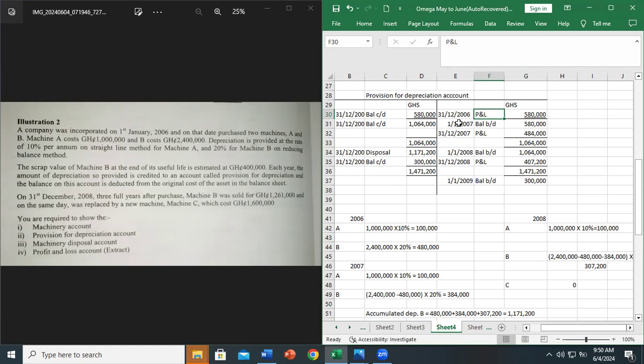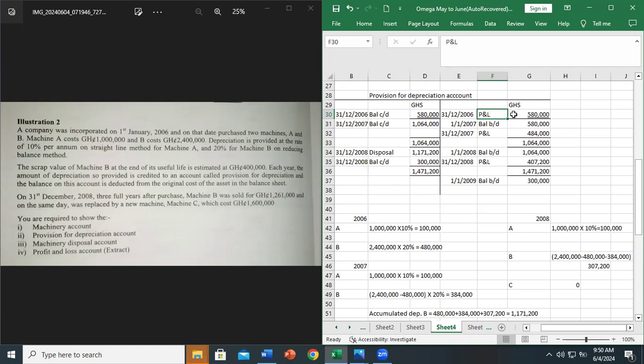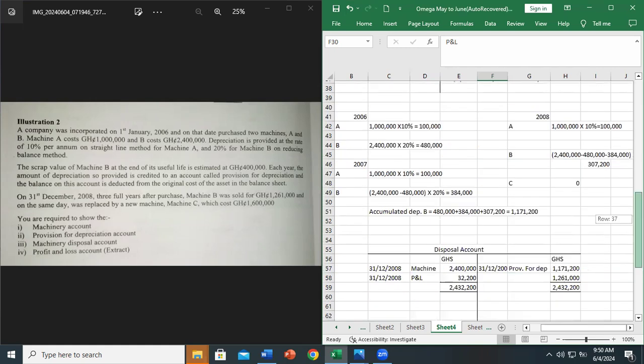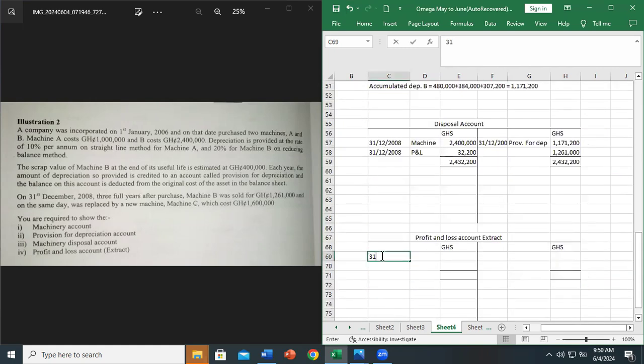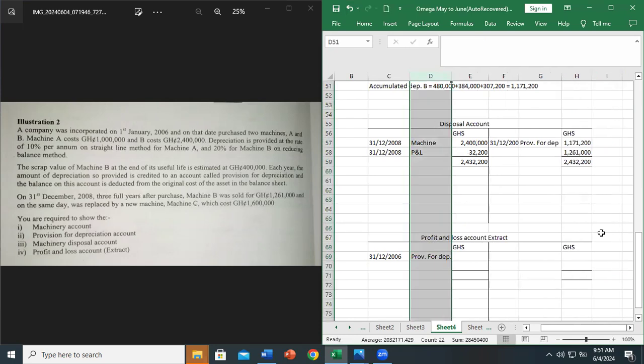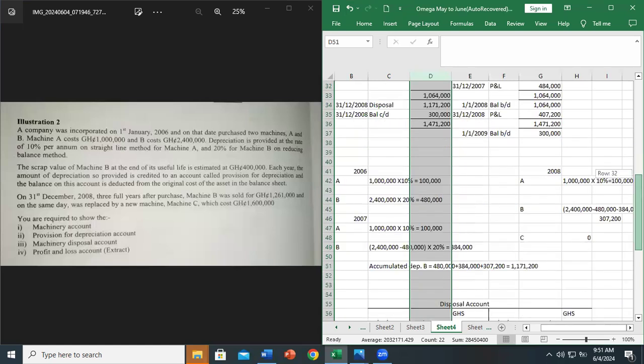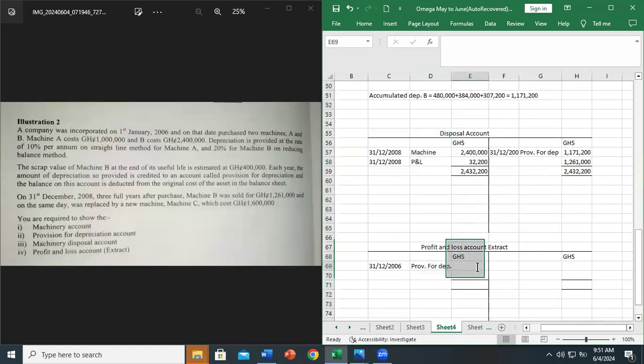So in the first year, 31st December 2006, you have P&L, which has been credited here. So in your profit and loss account, you too go to the debit side, indicate 31st December 2006, provision for depreciation, because that is the account from which you are doing the corresponding entry. Then you put the figure there. That's 580,000. Right?